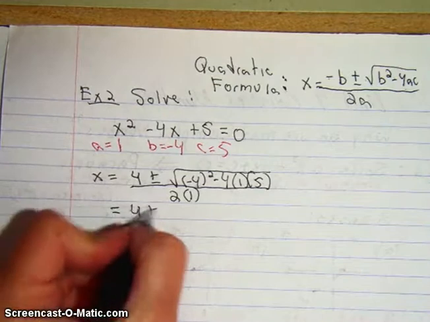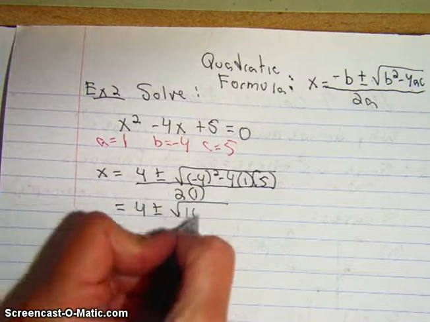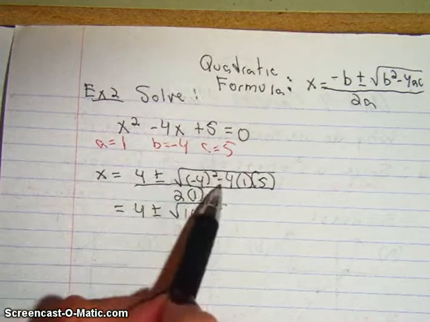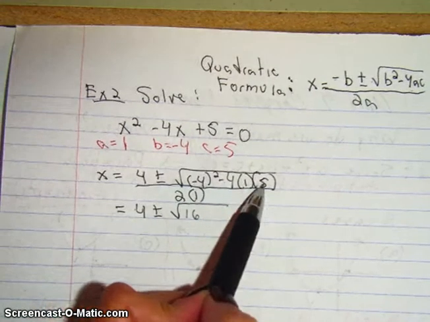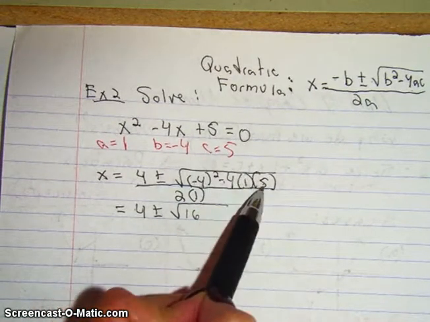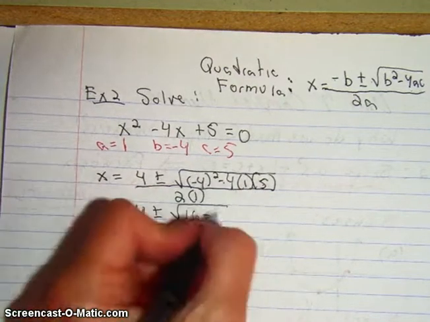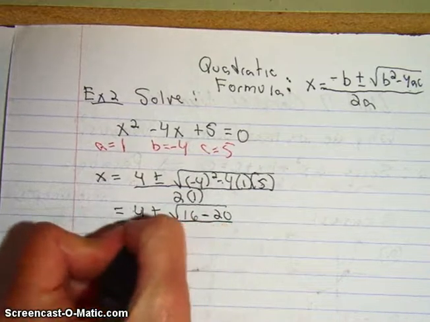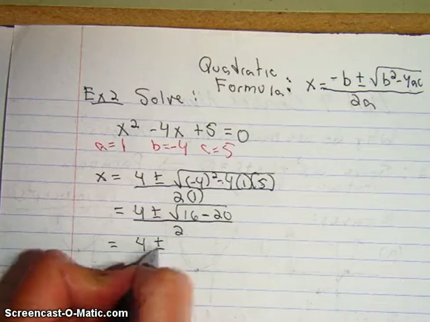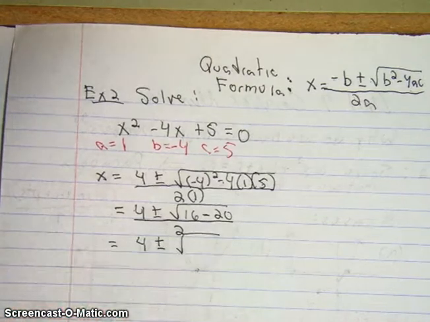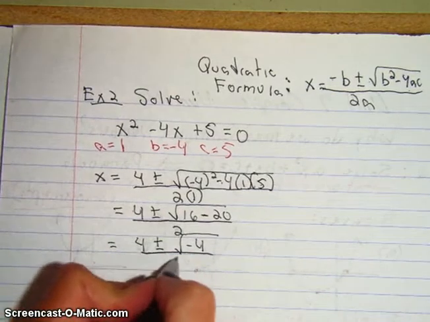Don't punch yet, guys, or you're going to get the wrong answer. So 4 plus or minus. Now here's what I do on the inside. I do negative 4 squared is 16. And then, trust me, this always works. Do this as negative times a positive times a positive. So a negative times a positive is what, gang? Negative. And now just do 4 times 1 times 5, which is 20. All over 2. Don't punch anything on your calculator. 4 plus or minus square root of, gang, 16 minus 20. Negative 4, all over 2.